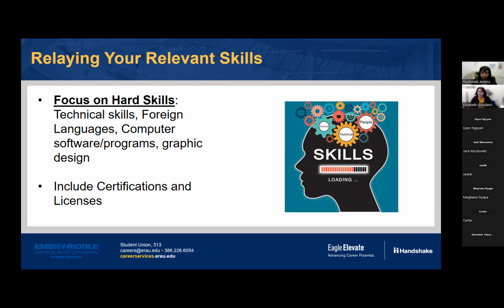For some students, the flight hours and ratings will be important. Others, it is going to be those computer technical skills that you've developed through classwork and internship. Others of you may have certifications more on the maintenance side, or you may have really pertinent foreign languages that can benefit you in that job search as well.